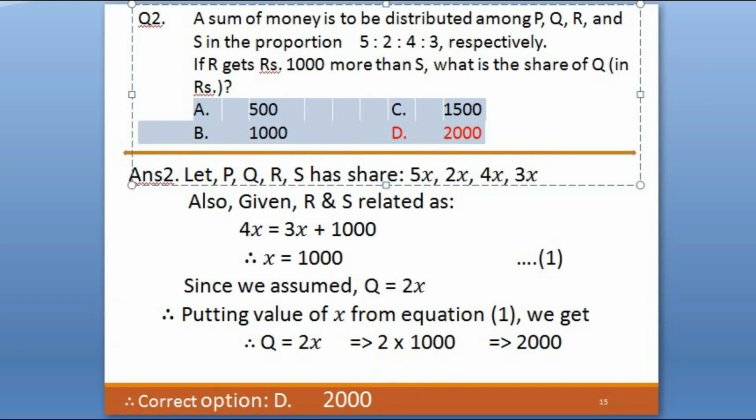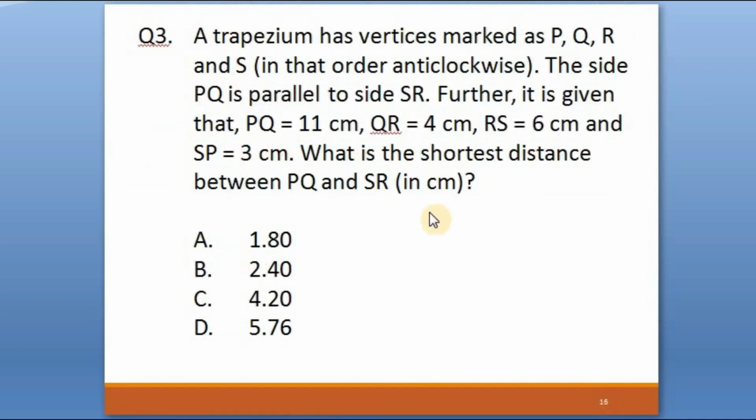Now let's move to the third question. A trapezium has vertices marked as P, Q, R and S in that order anticlockwise. The side PQ is parallel to side SR. Further, it is given that PQ is equal to 11 and QR is equal to 4 cm, RS is equal to 6 cm and SP is equal to 3 cm. What is the shortest distance between PQ and SR in centimeters?